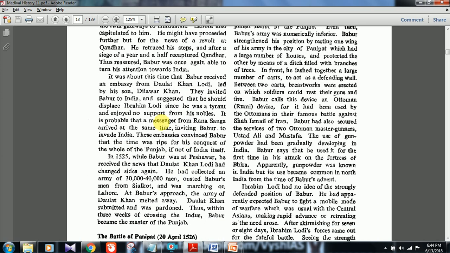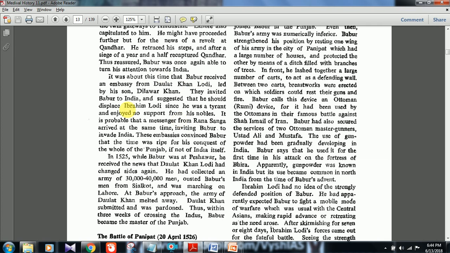It was about this time that Babur received an embassy from Daulat Khan Lodi led by his son Dilawar Khan. Okay, so Daulat Khan Lodi and his son Dilawar Khan will now actually invite Babur to India. Why? To displace Ibrahim Lodi. Okay, Daulat Khan is a chief and Ibrahim Lodi is a ruler. Since he was a tyrant and enjoyed no support from his nobles, it is probable that a messenger from Rana Sangha arrived at the same time inviting Babur to invade India. Okay, so if you see, the Rajputs and the chief, both were inviting Babur to come.